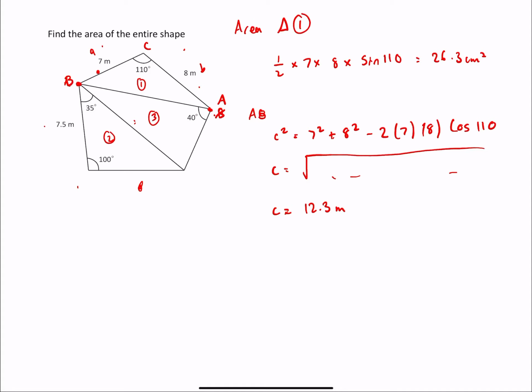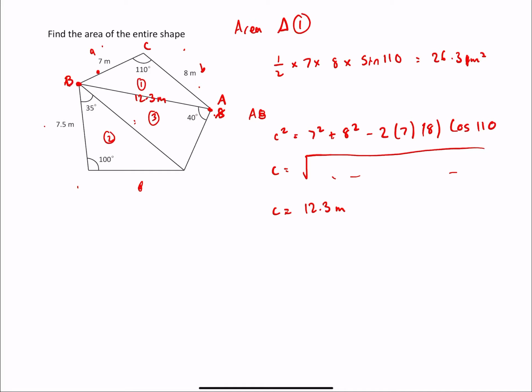In fact, I realise now my area up here should have been meters squared, not centimeters squared. Make sure you get the correct units. They are important for the assessment, so you are going to be required to do it. So, got that length at 12.3 meters.